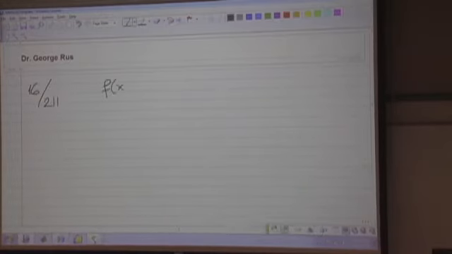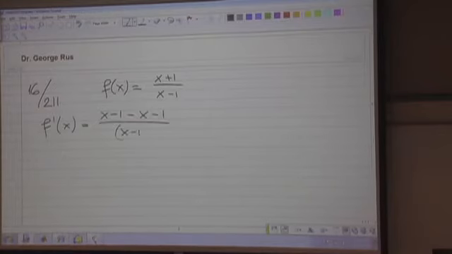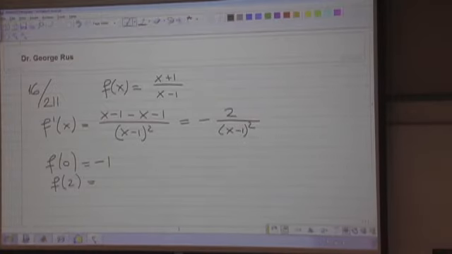So f of x equals x plus 1 over x minus 1. So f prime of x is x minus 1 minus x minus 1 divided by x minus 1 quantity squared, which equals minus 2 over x minus 1 quantity squared. So far so good? Okay. F of 0 is equal to minus 1. F of 2 is equal to 3.